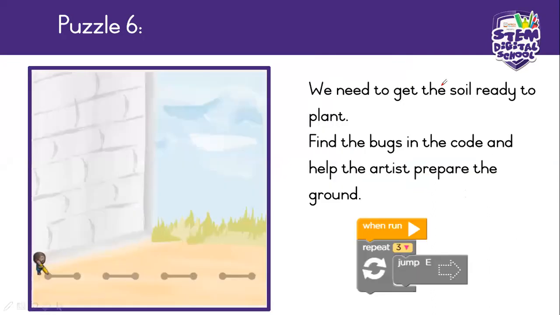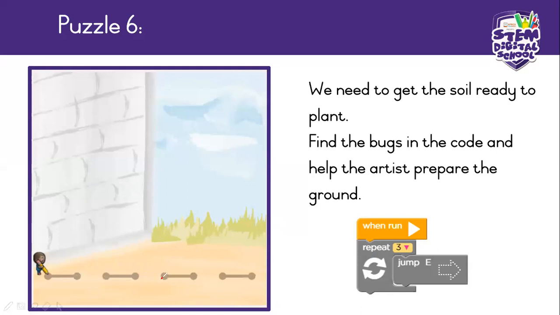Okay, you guys, this is puzzle 6. Now, puzzle 6 says we need to get the soil ready to plant because our artist wants to plant something. So now we have to find the bugs in the code and help the artist prepare the ground. Now, this is the code that they give us to work with. But there's a problem here. This code is going to tell you only to jump. Do you see that? But we also need to draw the steps here.